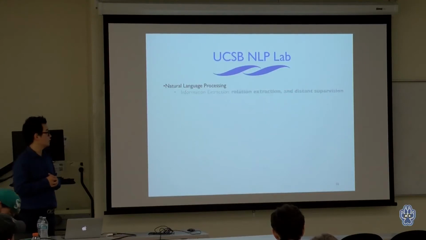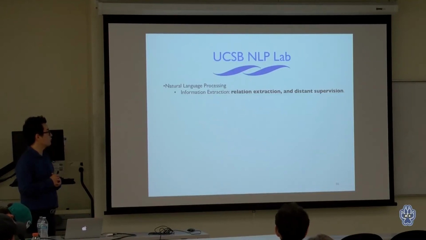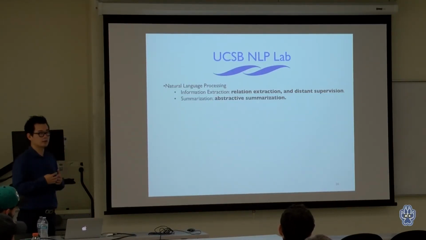For example, information extraction, relation extraction, fact checking. That's a very classic example of information extraction. So we also work on summarization. So given a long document, can you build machine learning algorithms that go from the source sequence, right?